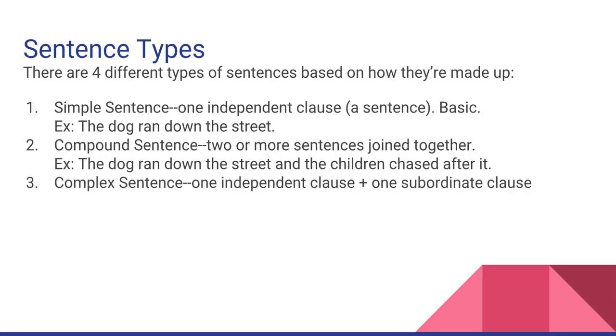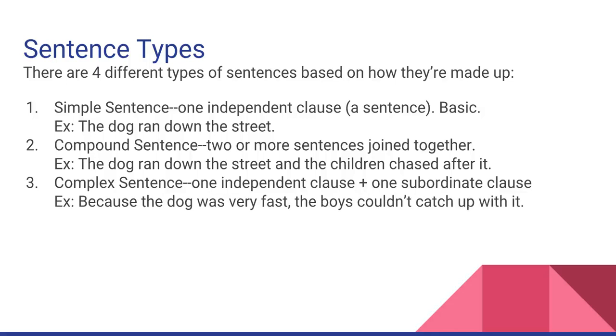Then we have the complex sentence. This is one independent clause plus one subordinate clause. In other words, a sentence and a clause that has a subject and a verb, but it's not enough to be a sentence all on its own. Because the dog was very fast, so we have dog as a subject and was as a verb, but because the dog was very fast is not a complete idea, so it's not a sentence. Because the dog was very fast, the boys couldn't catch up with it.